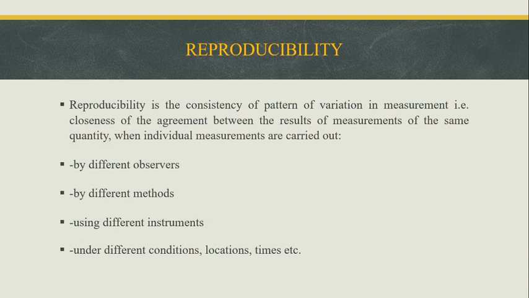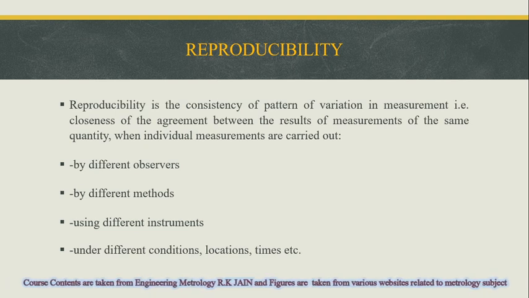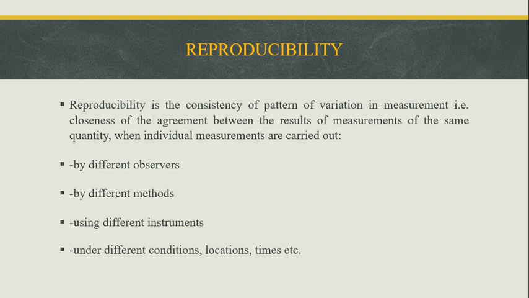Then reproducibility. It is nothing but the closeness of the agreement between the results of measurements of the same quantity when individual measurements are carried out with different observers, different methods, different instruments, different conditions and locations, and different time intervals. The values for the same measuring element or quantity should be closer or nearer to one another. That is called reproducibility.